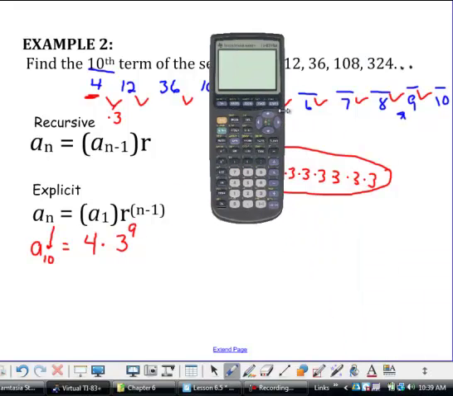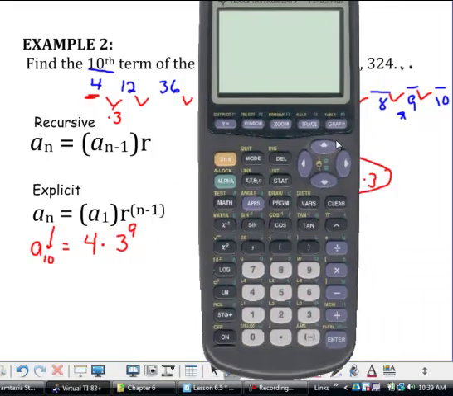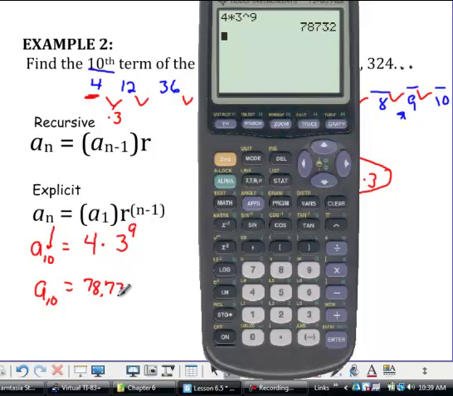So now the rest is just little old calculator work. 4 times 3 to the 9th, and I get a big old term. The 10th term is 78,732.